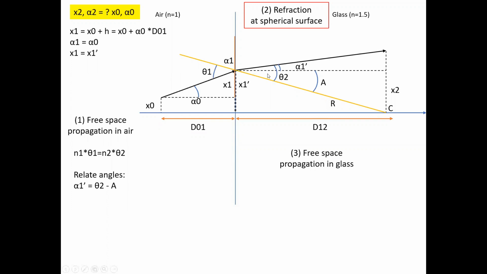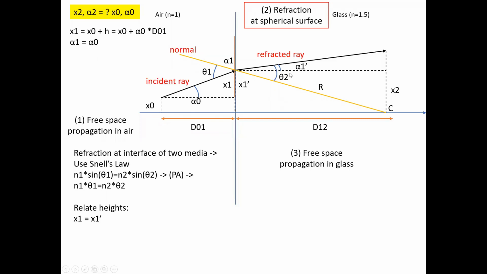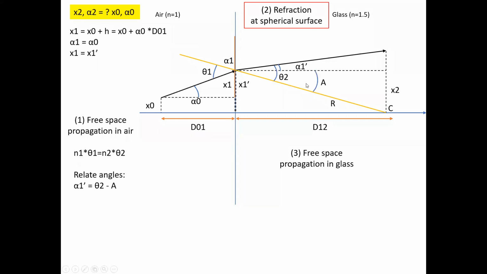So we have to relate the theta angles with the alpha angles, right? So how do we do that? So what I do over here is, remember, if you look at this region where I'm pointing with the cursor, I have drawn the angle A. So theta 2 equals A plus alpha 1 prime. So I have to figure out how to relate alpha 1 prime with theta 1, right? So alpha 1 prime equals theta 2 minus A. Okay.